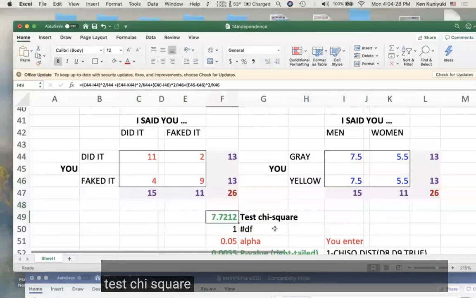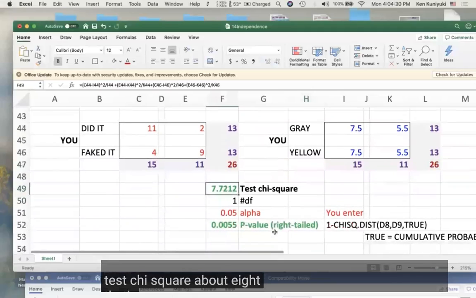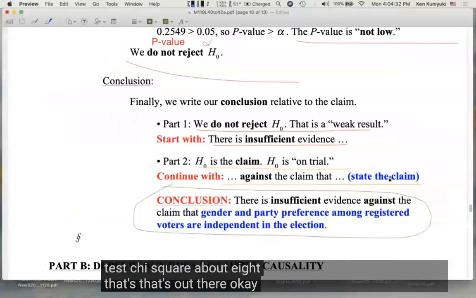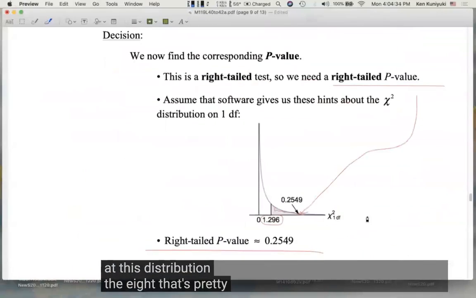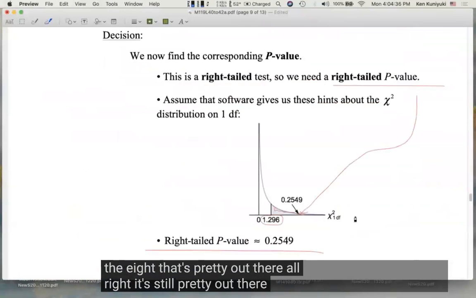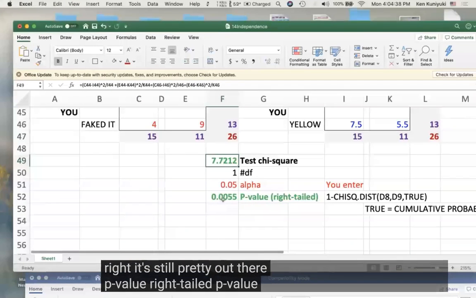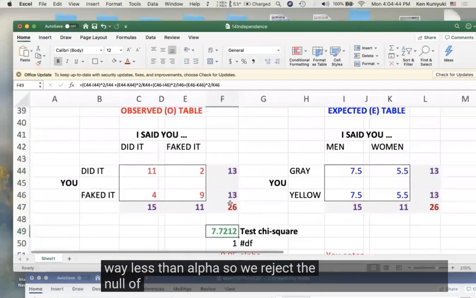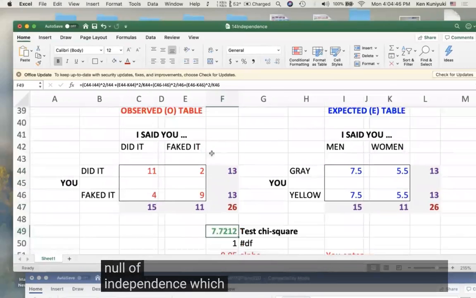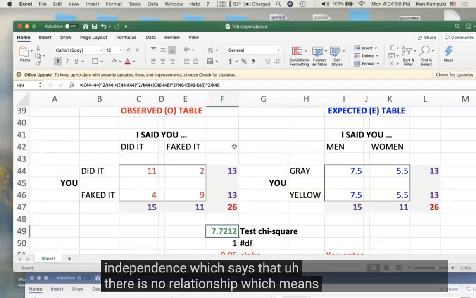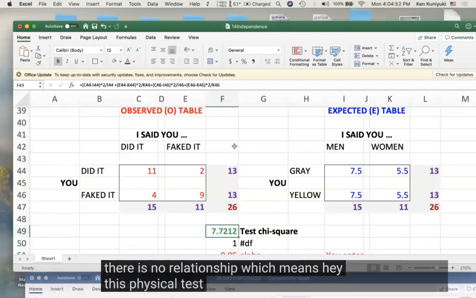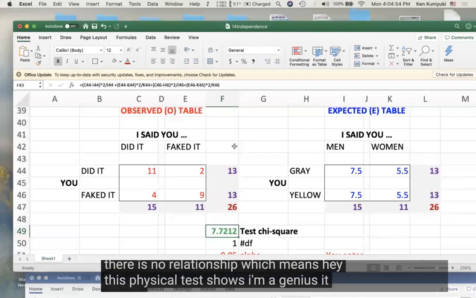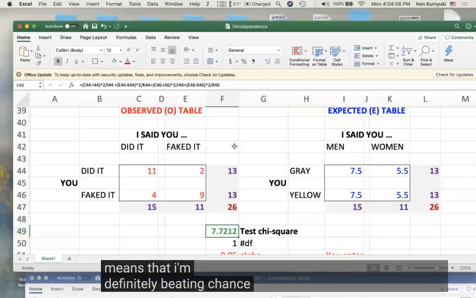Test chi-square, about 8. That's out there. If you look at this distribution, the 8, that's pretty out there. The right-tail p-value, about 0.5%, way less than alpha. So we reject the null of independence, which says that there is no relationship, which means, hey, this statistical test shows I'm a genius. It means that I'm definitely beating chance.